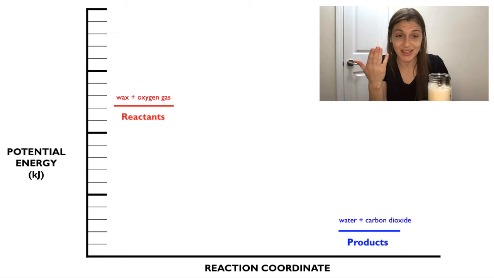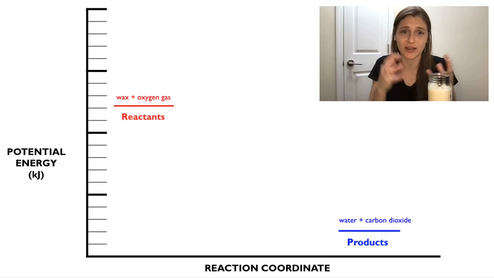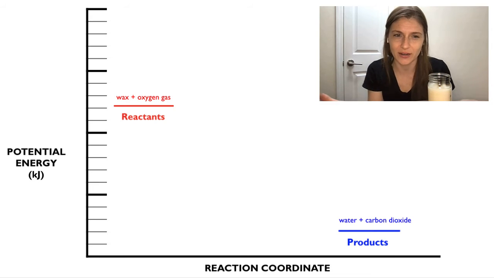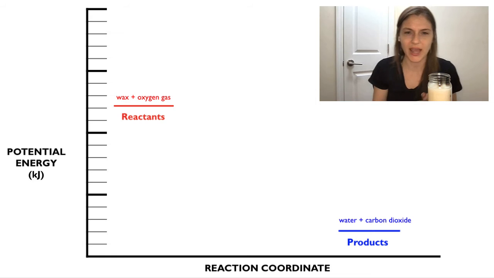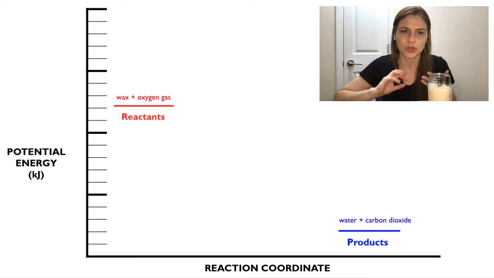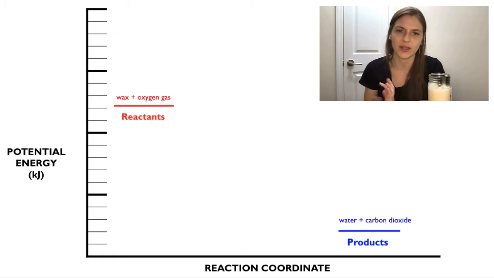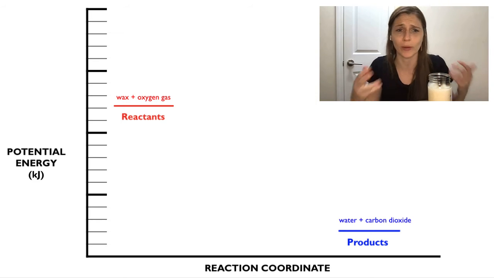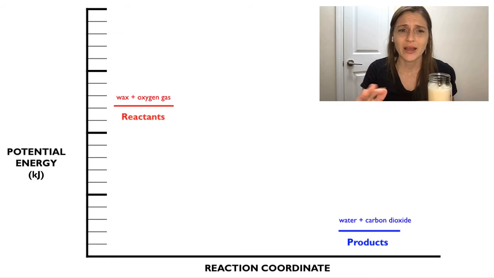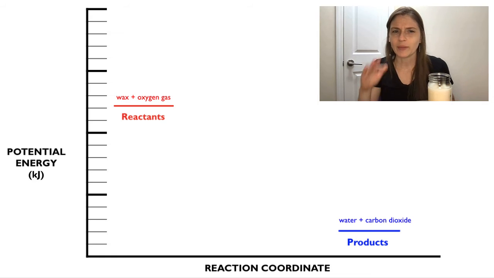I'm going to take the substances, the atoms that are in wax and the atoms that are in oxygen gas. So carbon and hydrogen in wax, oxygen in oxygen gas. I'm going to rearrange those atoms, break bonds and form bonds, and I'm going to end up with water and carbon dioxide. Candles burning really has so much going on. Now, to do that, I'm going to be releasing energy. Not all chemical reactions release energy, but this is an example of one that does.